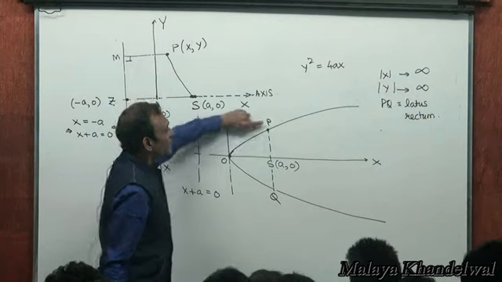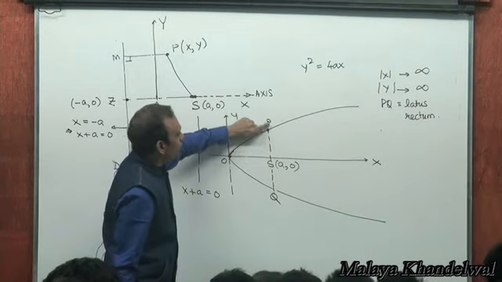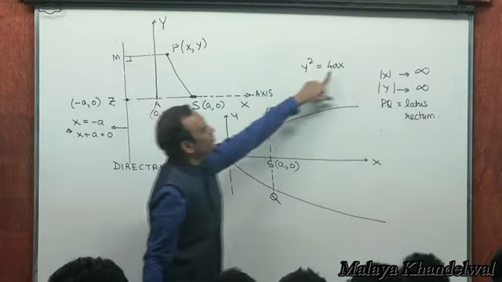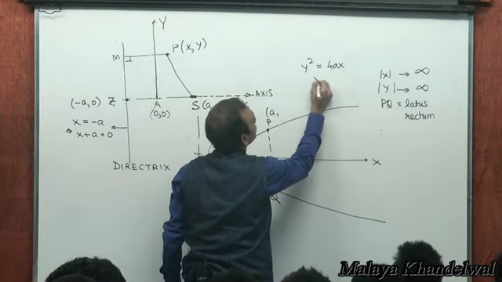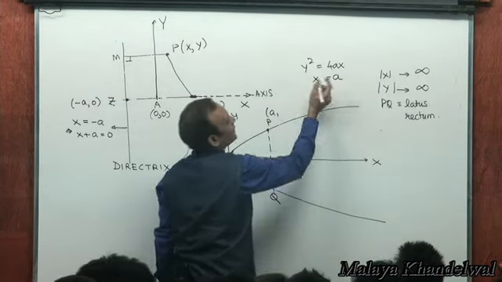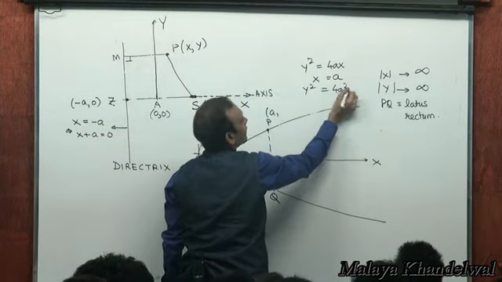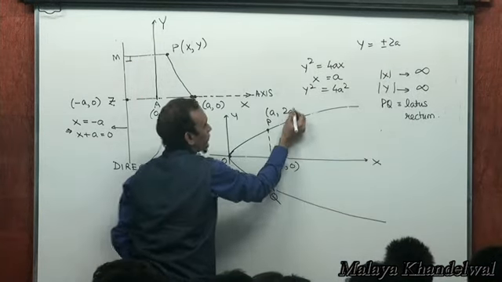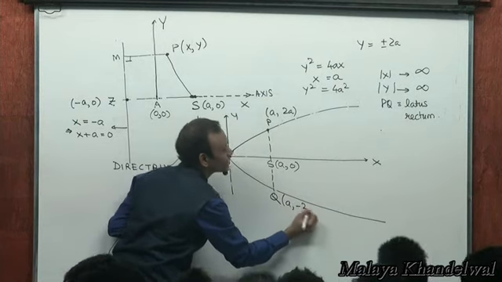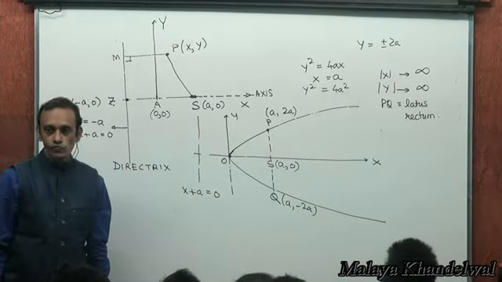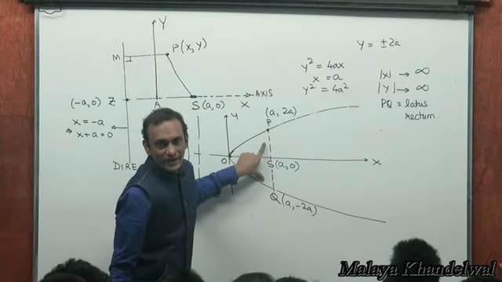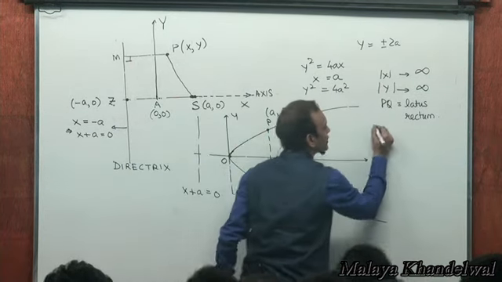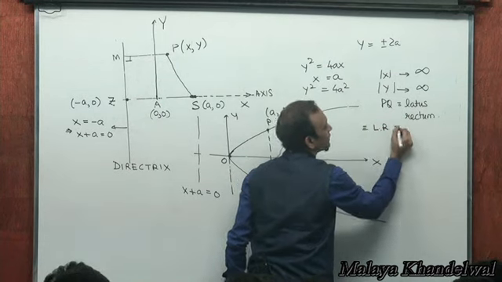Now, if I want to find the coordinates of P, what is x for P? x is A, isn't it? Now, if you plug in x as A, then y squared would be 4A squared, y would be plus minus 2A. So P would be A comma 2A, and Q would be A comma minus 2A. PQ then will be the latus rectum, which will be 4A, as you can see. This length is 2A units, this y is also 2A units. So the latus rectum LR, which is PQ, is 4A.